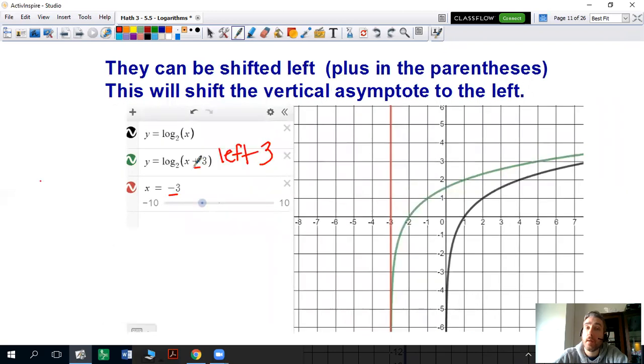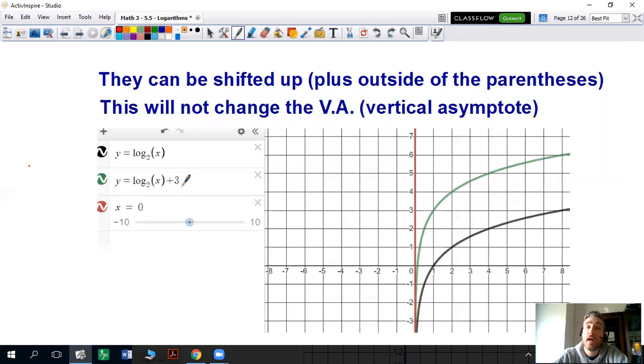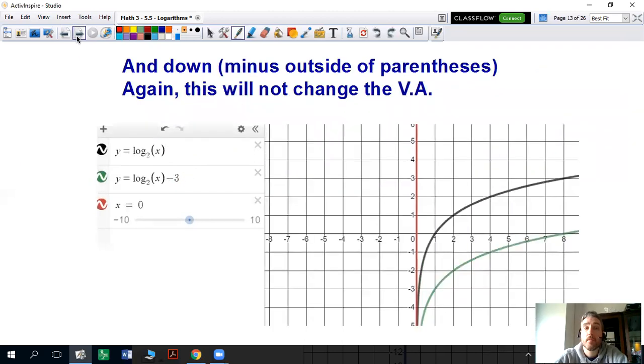Left is plus in the parentheses. Up is plus outside the parentheses. Down is minus outside the parentheses. And up or down does not affect the vertical asymptote, just the left or right.